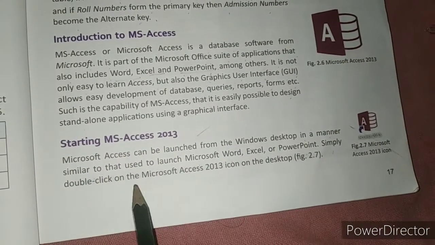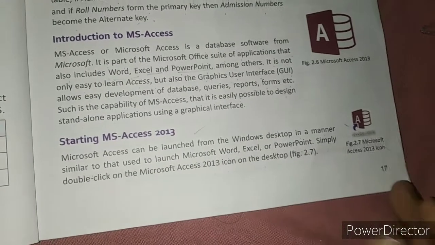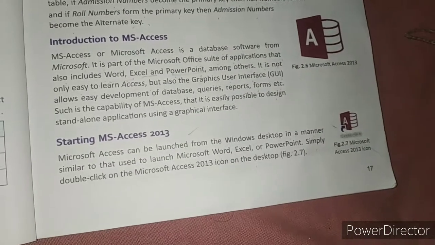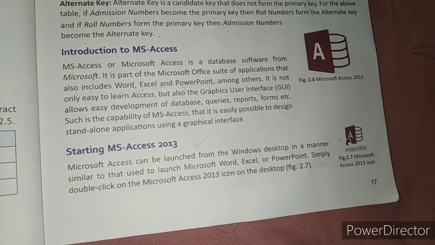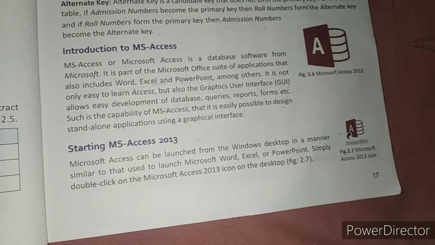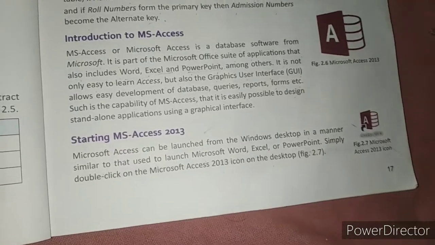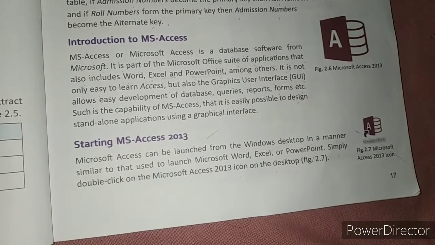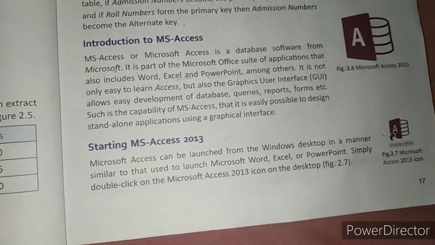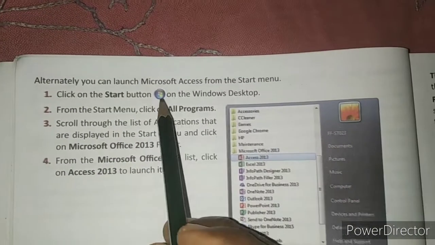To simplify, double click on the Microsoft Access 2013 icon on the desktop. If you have the Microsoft Access icon on the desktop, you can double click and MS Access will start. But if there is no MS Access icon on the desktop, you will have to follow these steps to open MS Access.